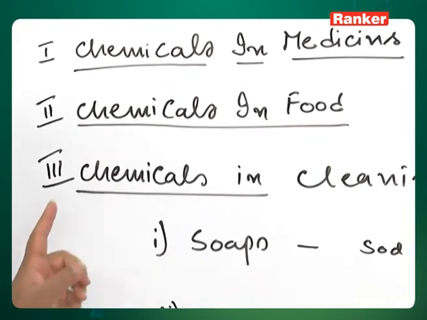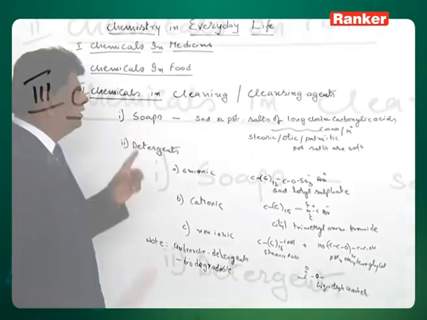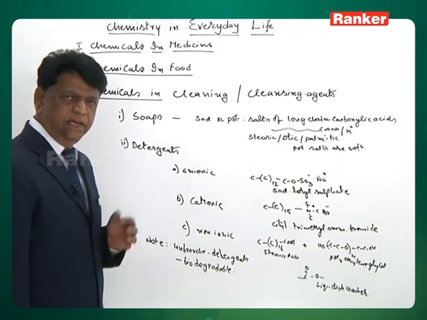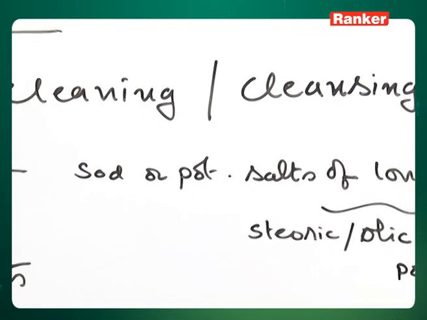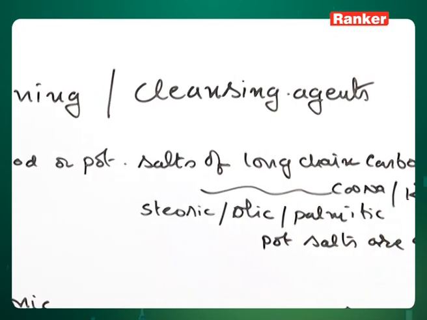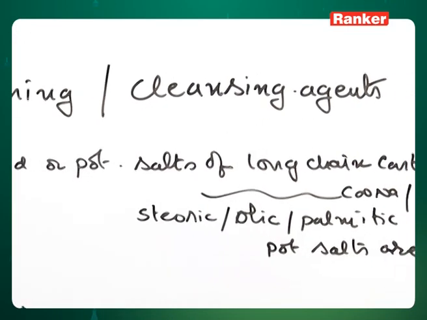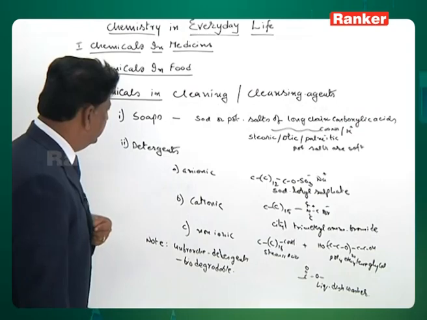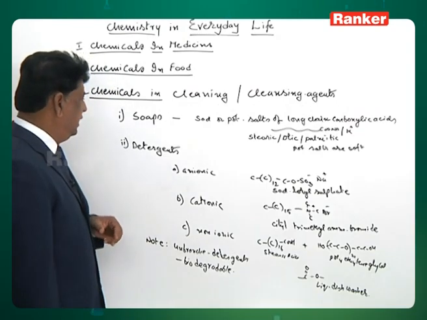So, this is the third variety of chemicals: cleansing agents. There are some chemicals used for washing clothes and utensils, washing the face and so on. There are three different types of applications.